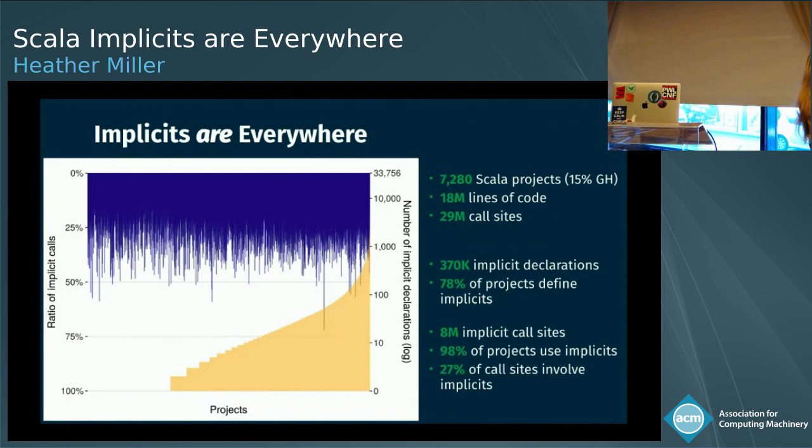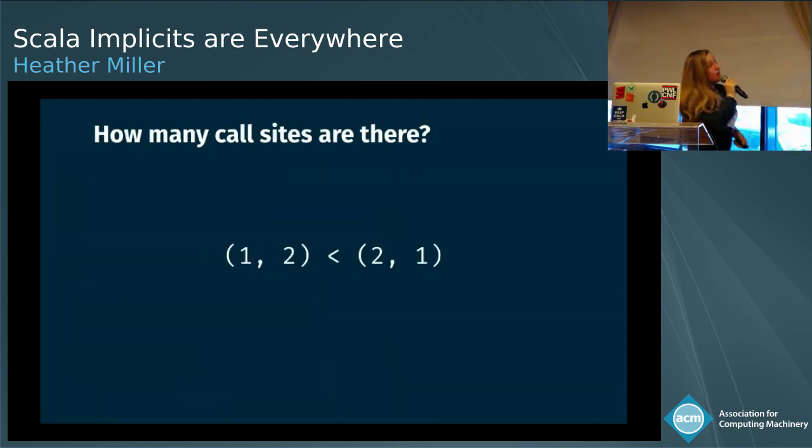And actually 27% of all the call sites in all the Scala code bases made use of implicits somehow, which is nuts. You wouldn't expect this to be the case. I mean, this is not what anybody guessed would happen. Basically, almost a third of all call sites involve implicits.